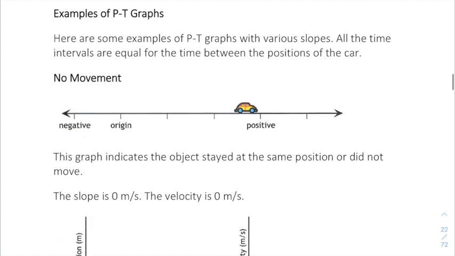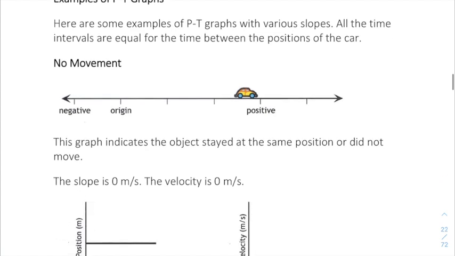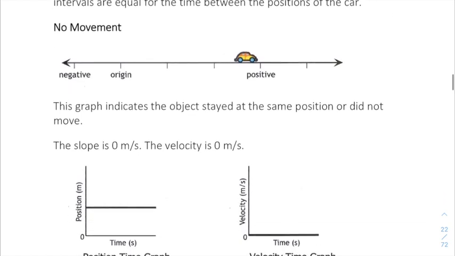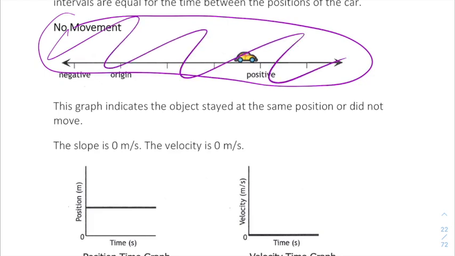So here are some examples of some position time graphs. All the time intervals are equal for the time between the positions of the car. So no movement. What is this supposed to be? Well, I don't know what this is. I don't like this thing. Let's just get rid of that. What an ugly graph.